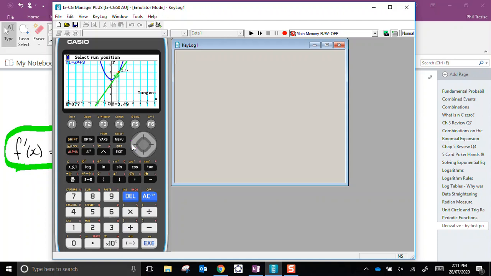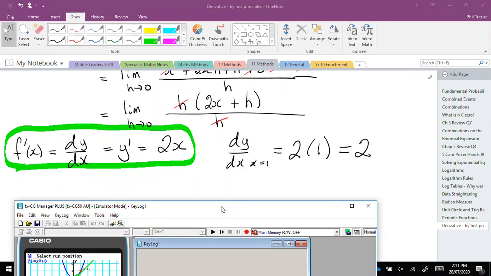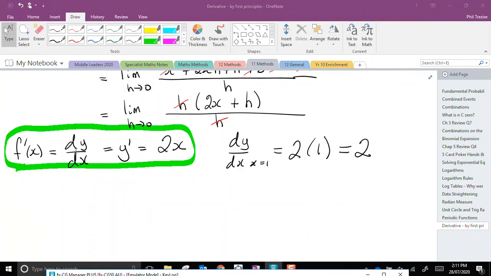Notice that if I put the point of interest at different places, then the gradient of the tangent line changes. That shouldn't be too surprising, because we saw here that the derivative was a function of x, meaning that the value of the derivative changed as the value of x changed.